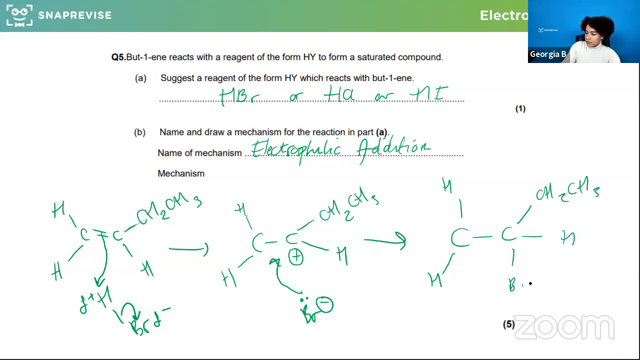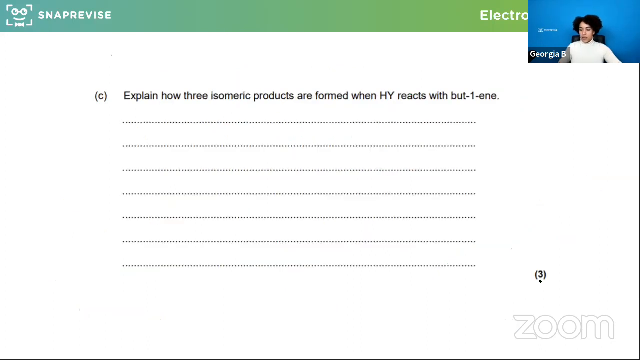All right, so the next part of the question is about isomers. The question says, explain how 3 isomeric products are formed when HBr reacts with but-1-ene. So we already know what 2 of the isomers are going to be, right? Because we've just spoken about Markovnikov rules. So we know that we're going to have a major and minor product based on where the carbocation forms.